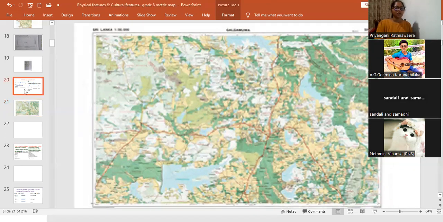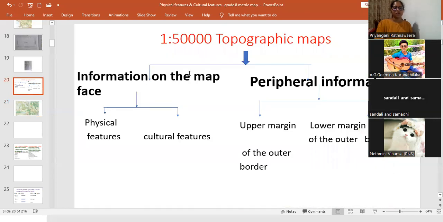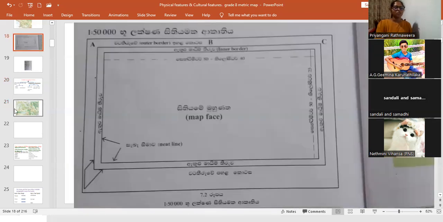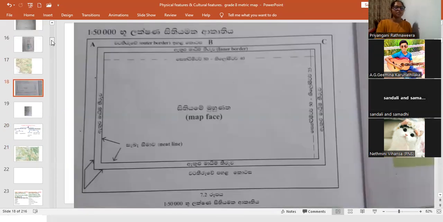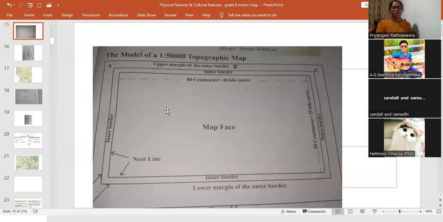Then what are the information on the map face? Physical features and cultural features.